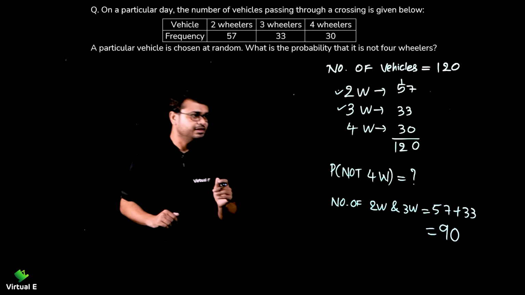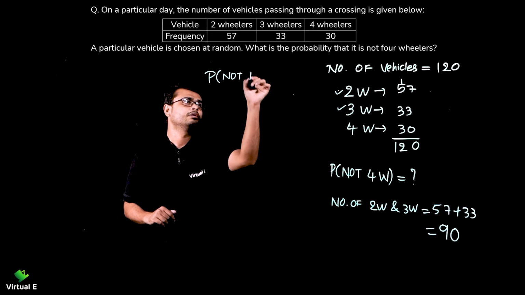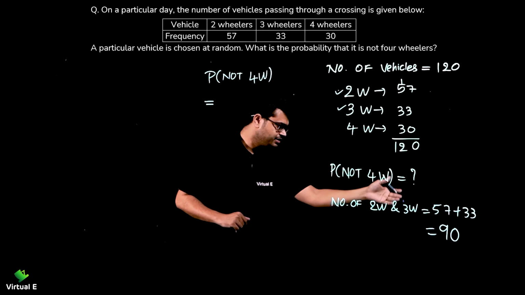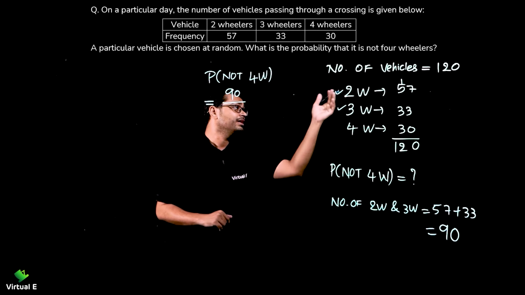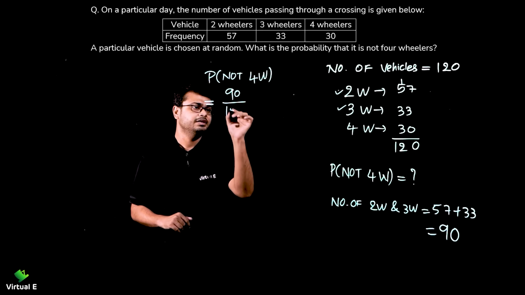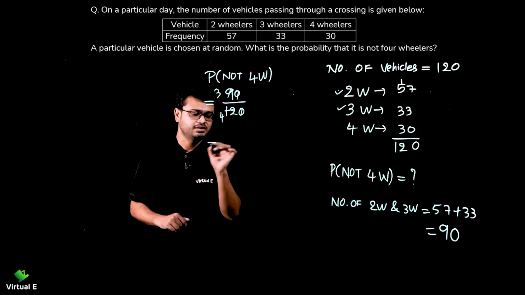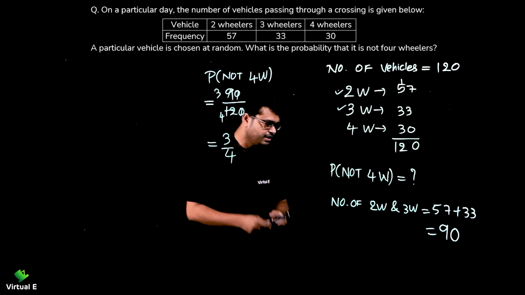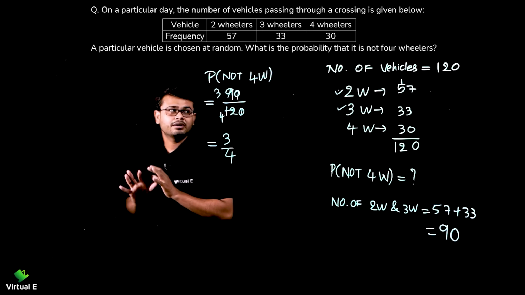So let's find the probability. The probability of not four-wheeler is equal to, so what is the favorable? That's 90 and total vehicles are 120. Cancel the 0s, and 3s are and 4s are. So 3 by 4 is the probability of a vehicle not being a four-wheeler. Very simple it is, right?